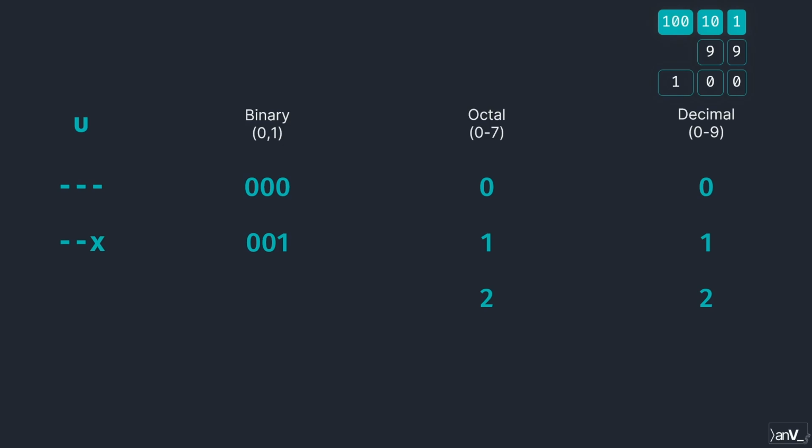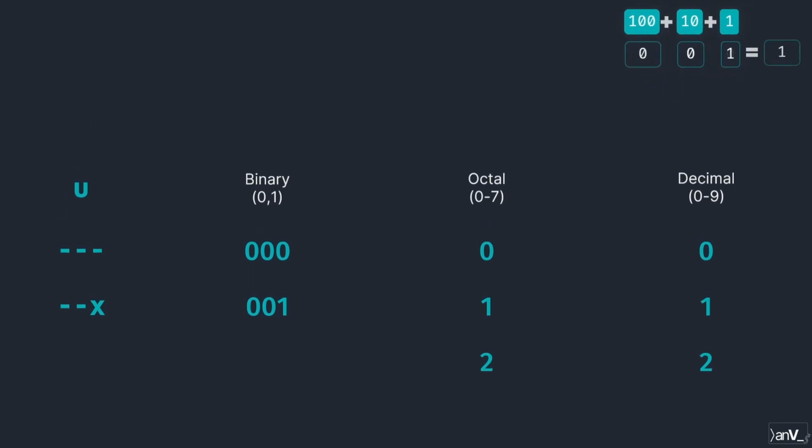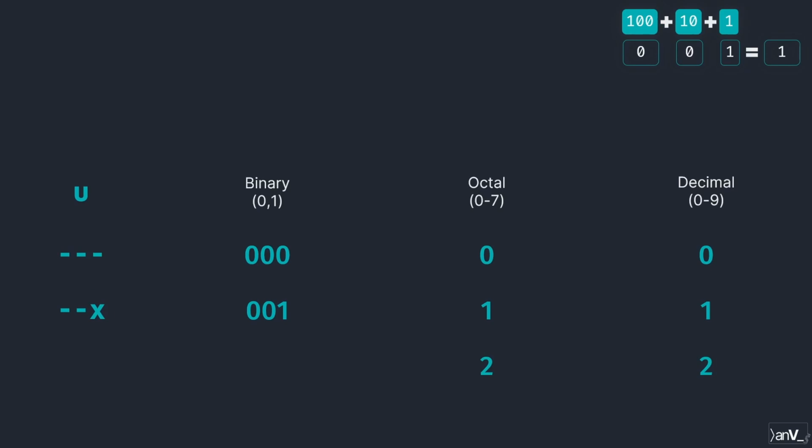So we have ones place, tens place and hundreds place. Basically, we are adding the places or positions when we run out of digits. 001 is 0 plus 0 plus 1, 010 is 0 plus 10 plus 0, and 100 is 100 plus 0 plus 0. That's the decimal system.